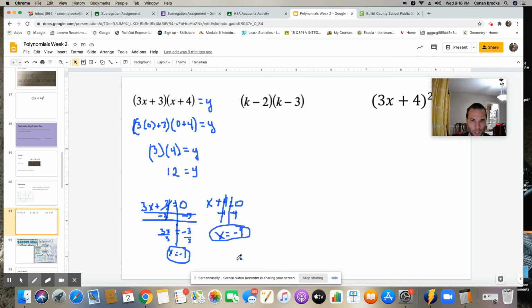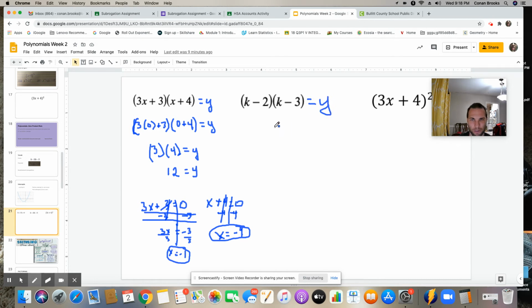So how many roots do you have? You have 2. How many solutions do you have? You have 2. How many x-intercepts do you have? You have 2. And how many zeros do you have? 2. And those are all the same. Okay? All right, the next one right here.